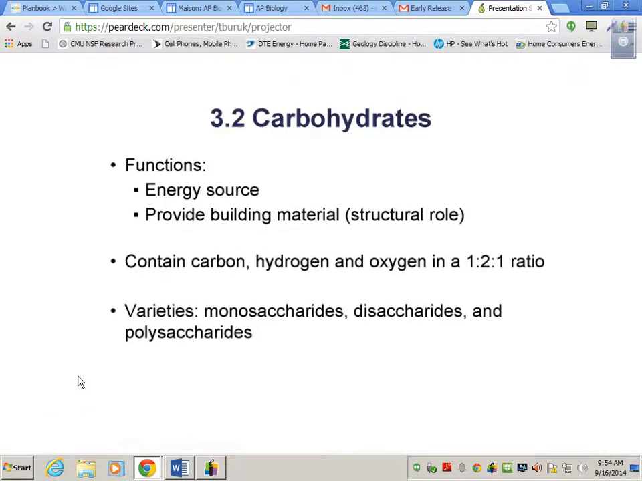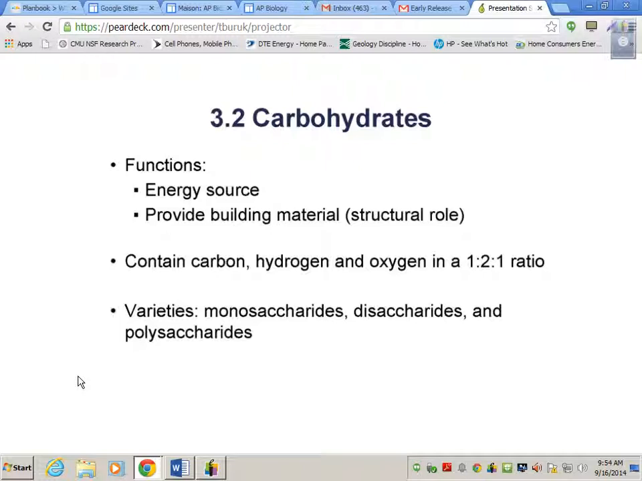So looking at carbohydrates, and we're going to talk more about those. There's a POGIL we're doing in this chapter over enzymes. So looking at carbohydrates, we understand that they're a source of our energy. We get that. They provide building materials. It's our structural role for some things, like plants especially, right? Cellulose.